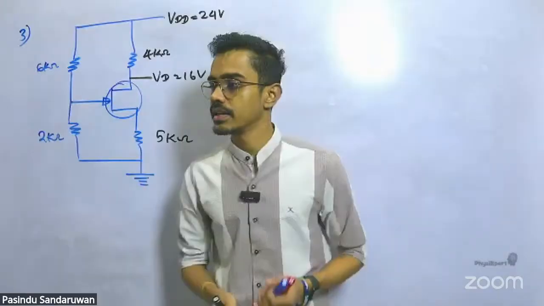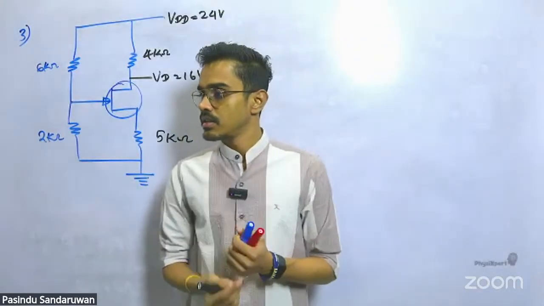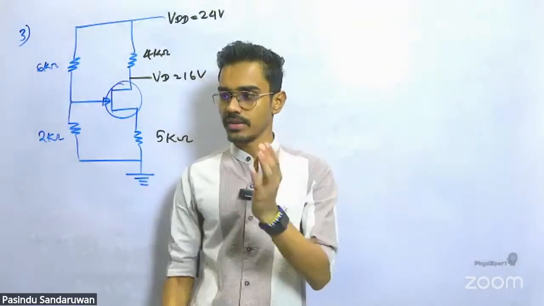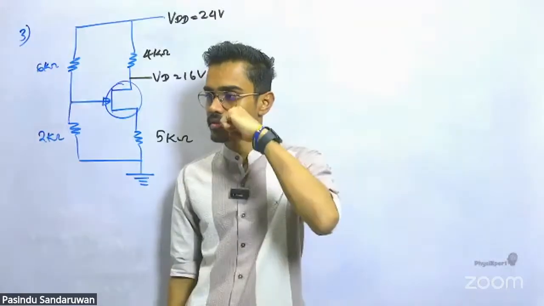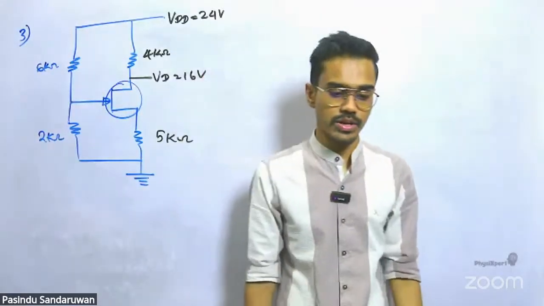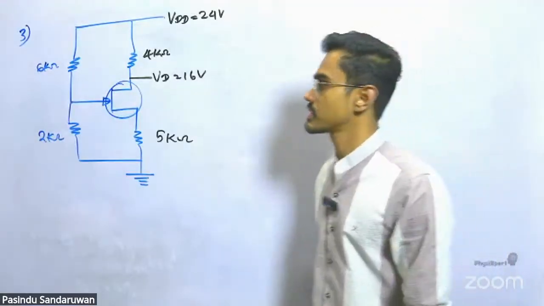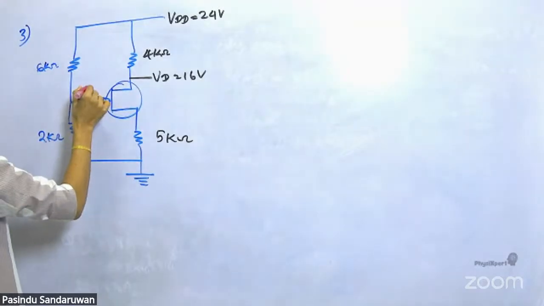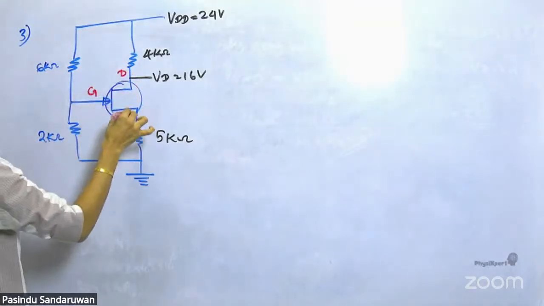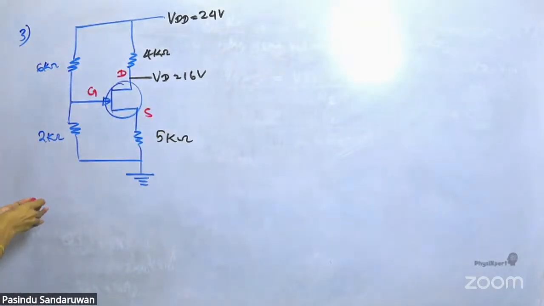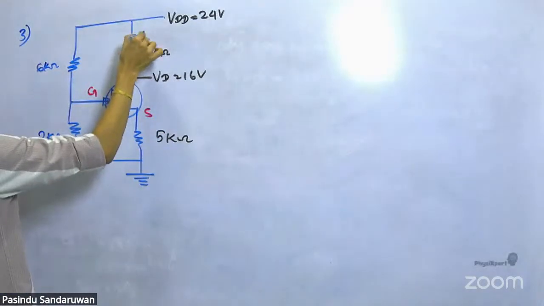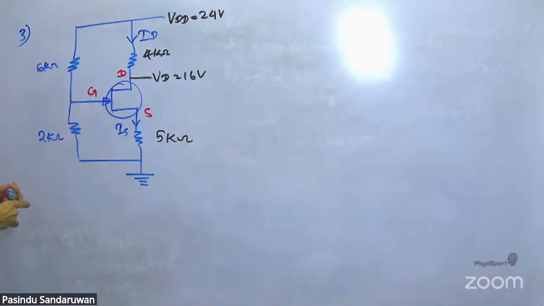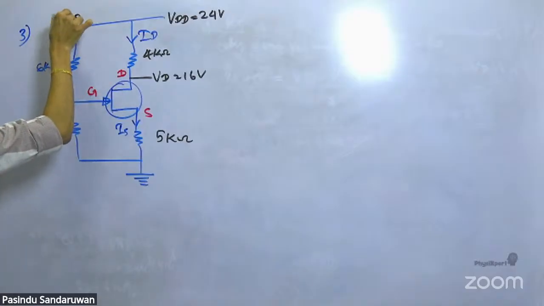A voltage divider circuit of a JFET is given. Determine the followings if VD is given as 16 volts. Now mark currents and identify terminals: gate, drain, source. Our usual currents: this is ID, this is IS, and this is VDD.